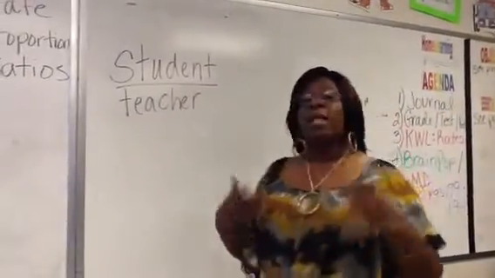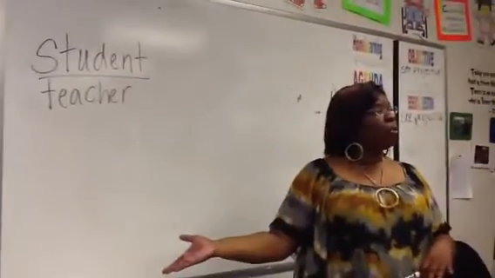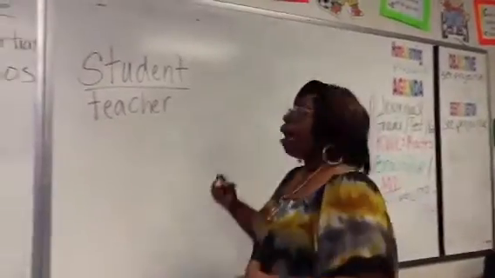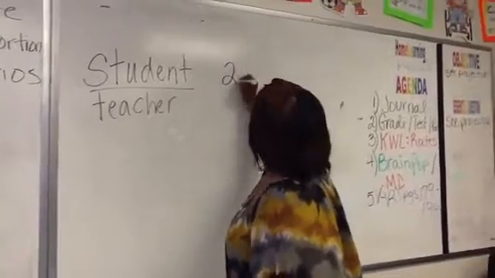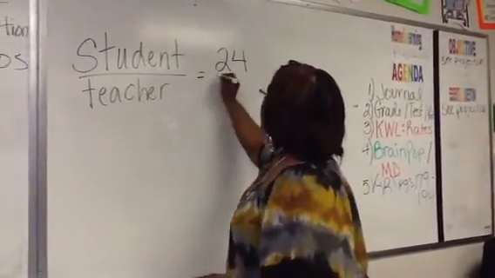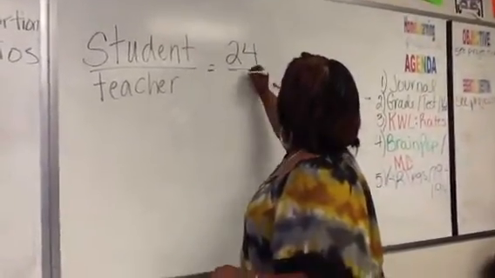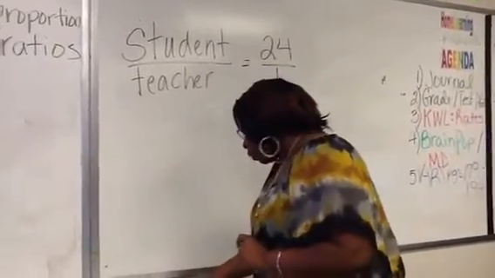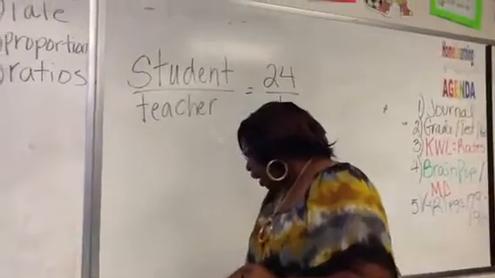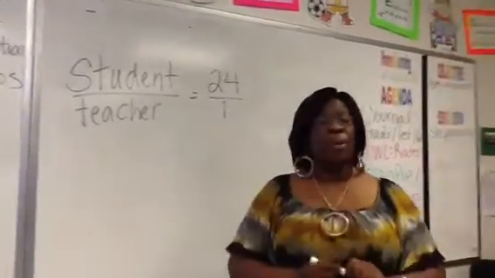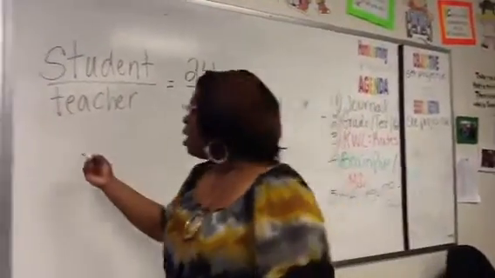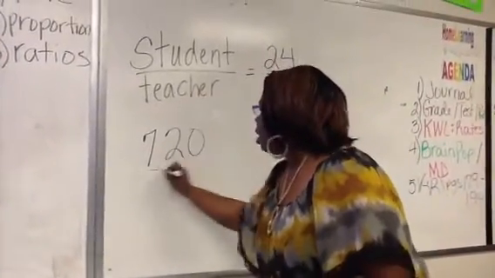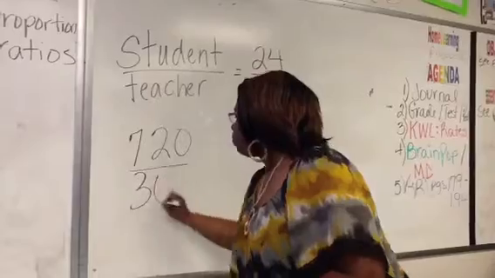Okay? Next thing we write is the ratio. Has the word problem told us what ratio we have? Yes. What is the student to teacher ratio? 24. So I'm going to make sure that 24 matches students. And how many teachers do we have? One. Okay, let's keep reading. Last year, there were 720 students and 30 teachers. I know that I'm going to need that information at some point, so I'm going to put it here. But I'm still going to keep it students to teachers. Okay?